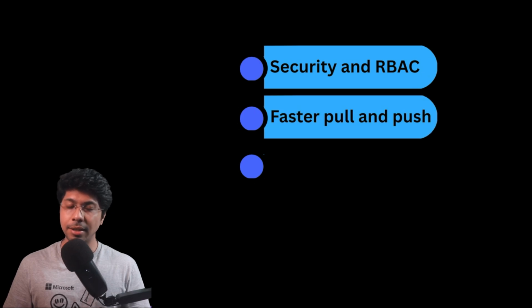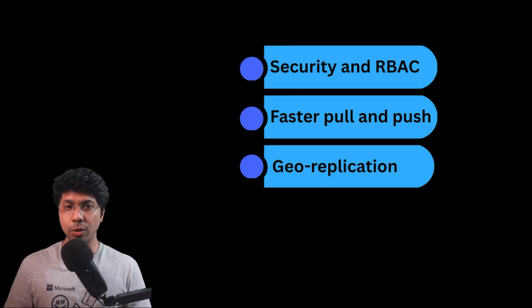Second reason is speed. It is locally hosted, hence the push and pull of the images will be faster when we are trying to pull and push through AKS, which is already hosted in the cloud. And the third reason is geo-replication, that is sync across regions for global availability.